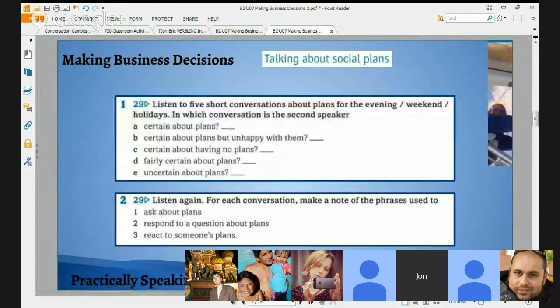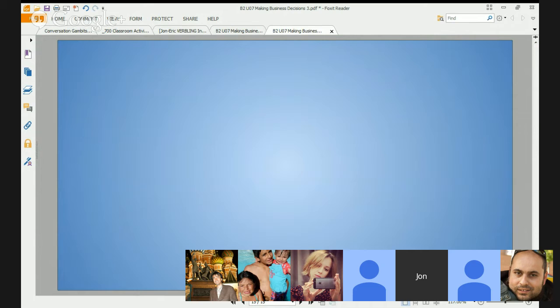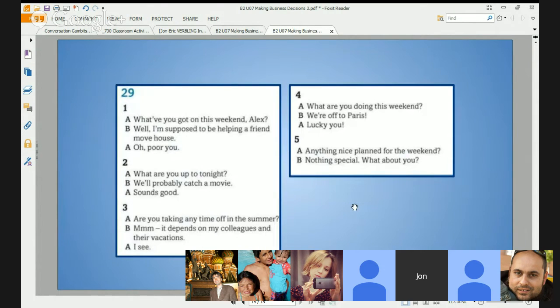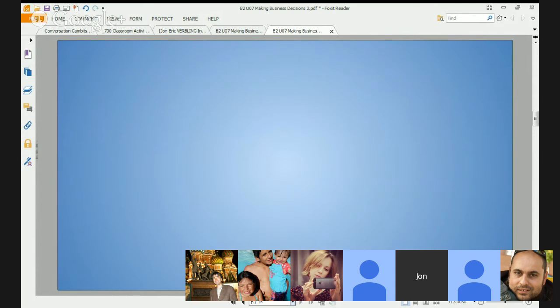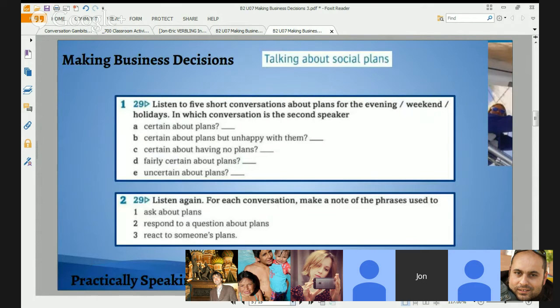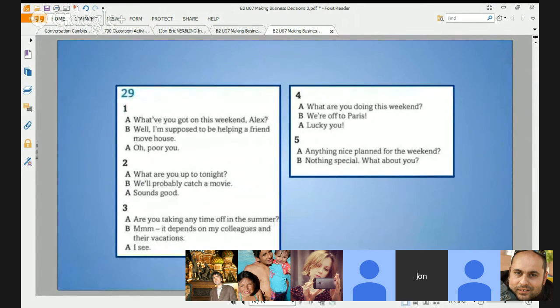It says listen again, but we're actually going to read it. Listen again or read it, and for each conversation, make a note of the phrases to ask about plans, respond, and react to someone's plans. So I want you to go back and tell me, and I'm going to label it A, B, or C according to what you say. I think it's A, B, or C, right? Let me just go back and see. Oh, it's 1, 2, and 3. Okay, so asking about plans, responding, and reacting. Those three. So let's put that on the board.